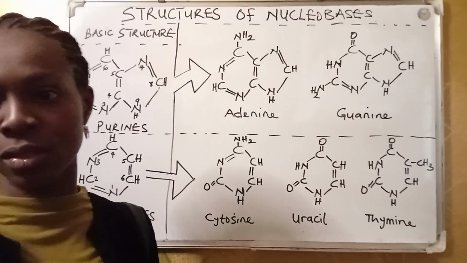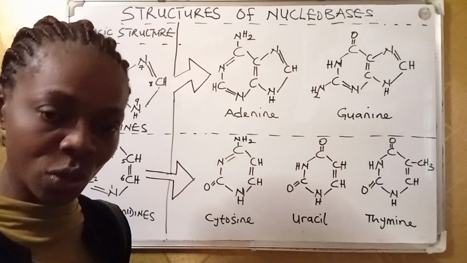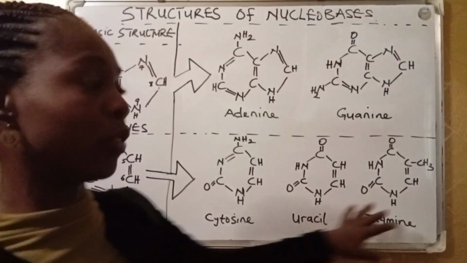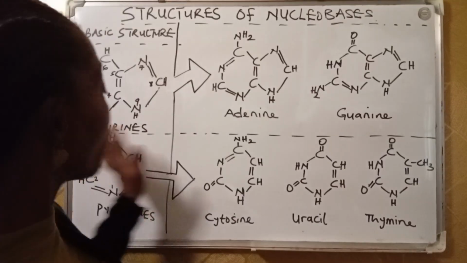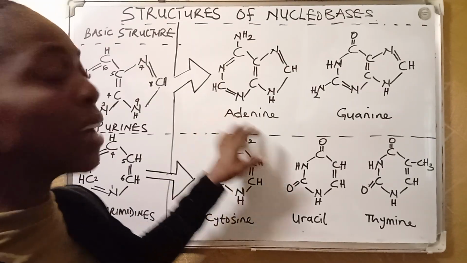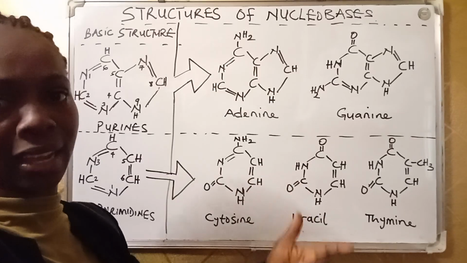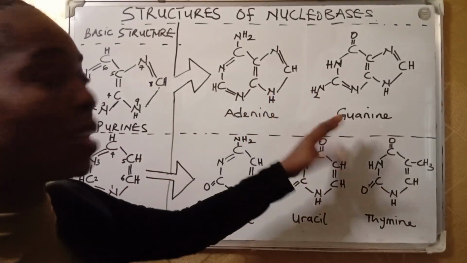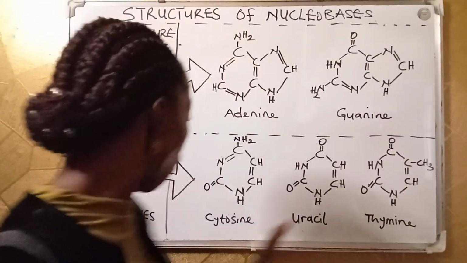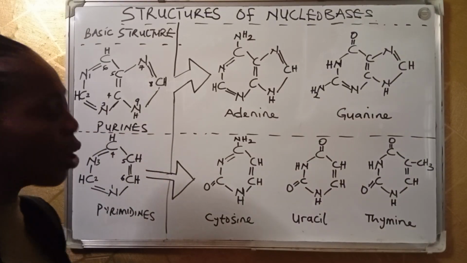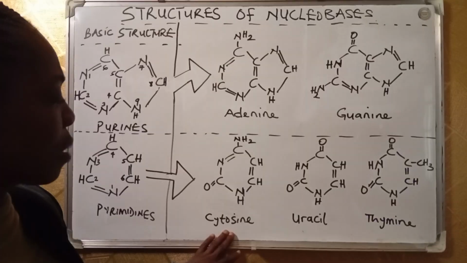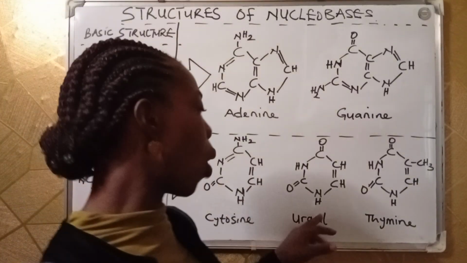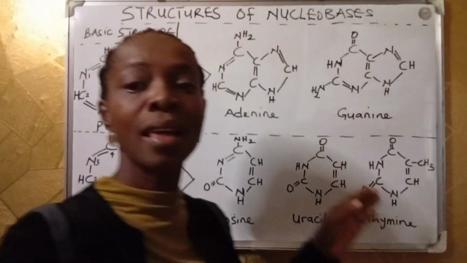Now when it comes to the formation of nucleosides from bases, what is a nucleoside? Adding sugar to any of these, they become nucleosides. For the purine bases, when they become nucleosides, they end in osine. So adenine becomes adenosine and guanine becomes guanosine. While for the pyrimidine bases, when they become nucleosides, their names end in idine. So cytosine becomes cytidine, uracil becomes uridine, and thymine becomes thymidine.